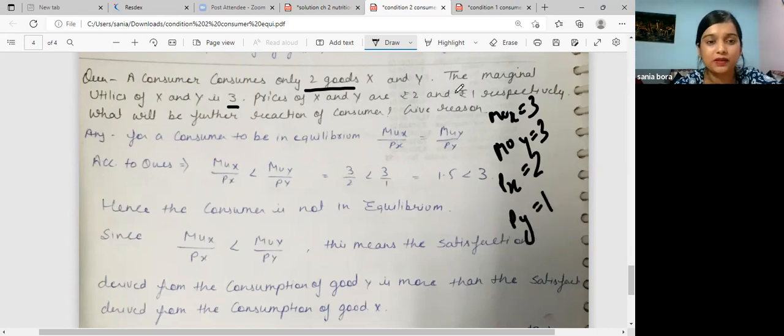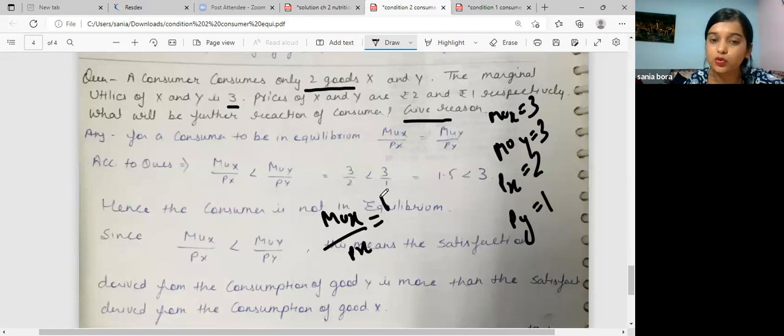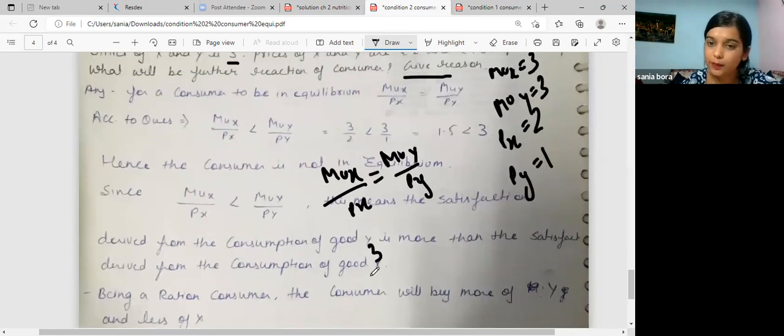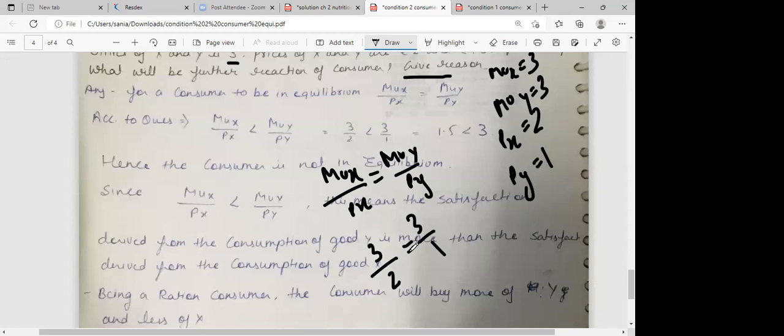Respectively, what will be the further reaction of the consumer? Give reason. First you have to write everything that is given. Then you know the condition for equilibrium: MUX upon PX should be equal to MUY upon PY. So what is your MUX? MUX is 3, PX is 2, compared to 3 upon 1. So you can see whether it is greater or less than. Greater, right? Yes.